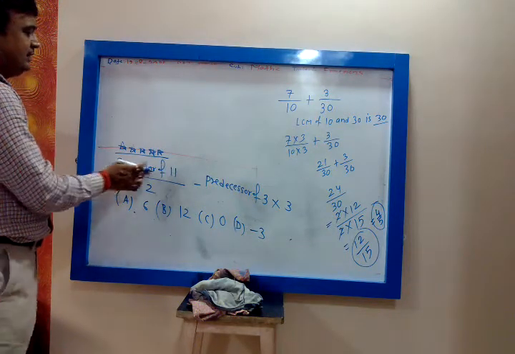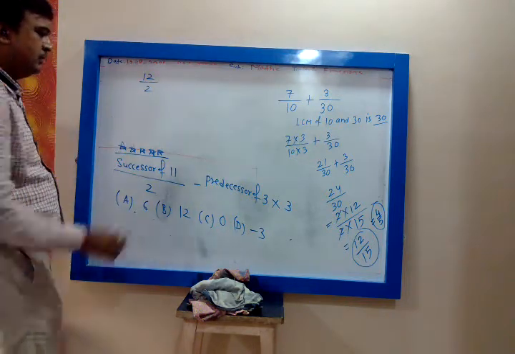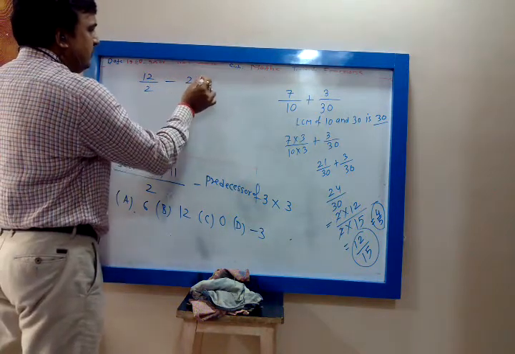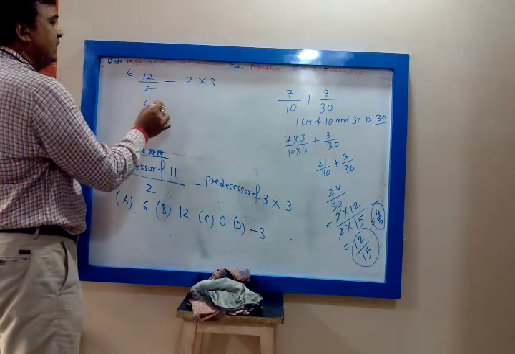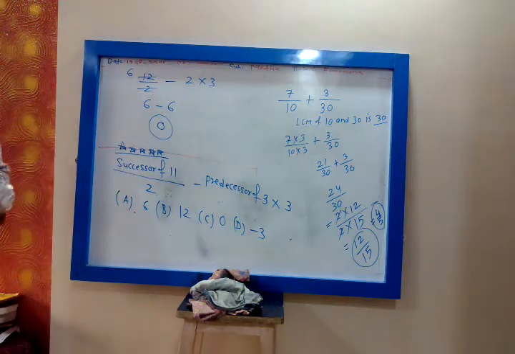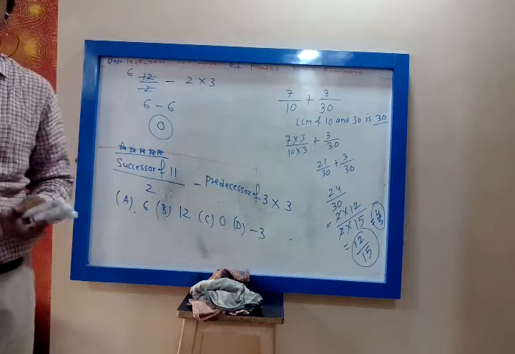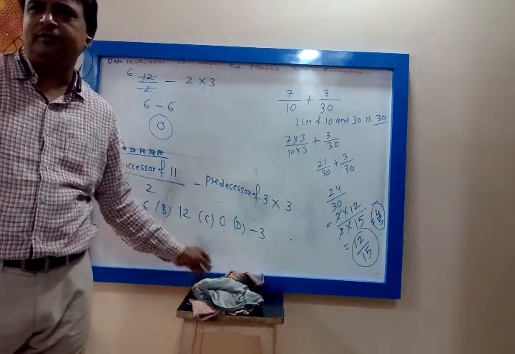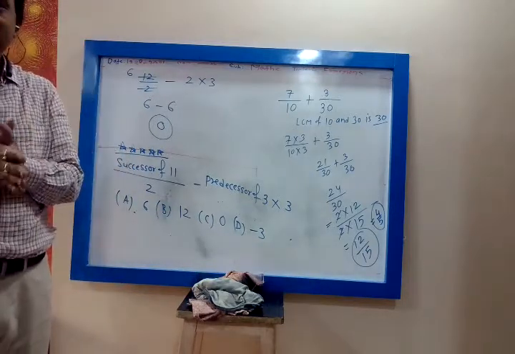successor of 11. Successor of 11 is 12. 12 divided by 2 minus predecessor of 3, which is 2, multiplied with 3. 12 divided by 2 is 6. 6 minus 2 into 3, 6. 6 minus 6 is 0. Answer is 0. So these are scholarship and Olympiad level questions, my dear. Very good. I am very happy all of you have given the correct answer. Very good. Yes.